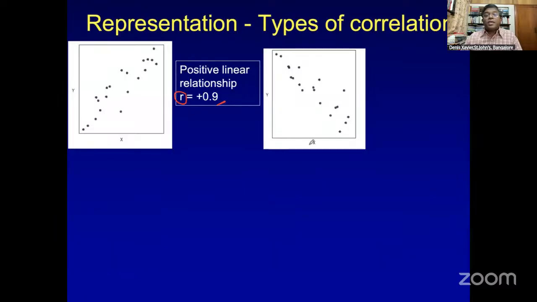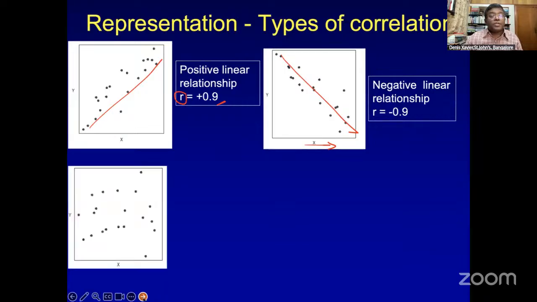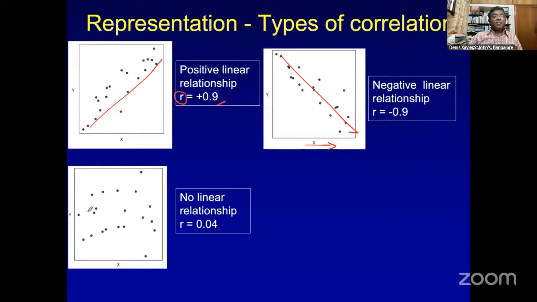As something is increasing, X is decreasing. This is increasing, this is decreasing, and this is a negative linear relationship of 0.9. Okay, negative relationship of 0.9. Now, what about this? There's no linear relationship. Nothing. It's almost like this. All right.